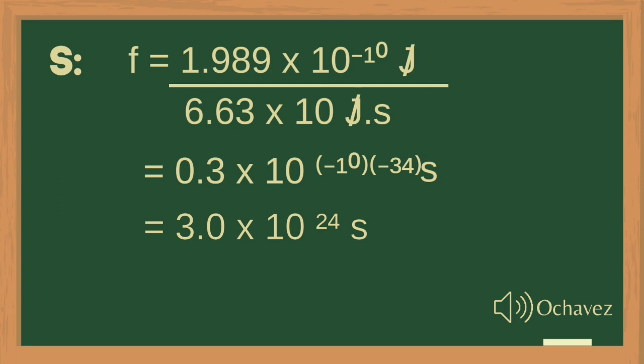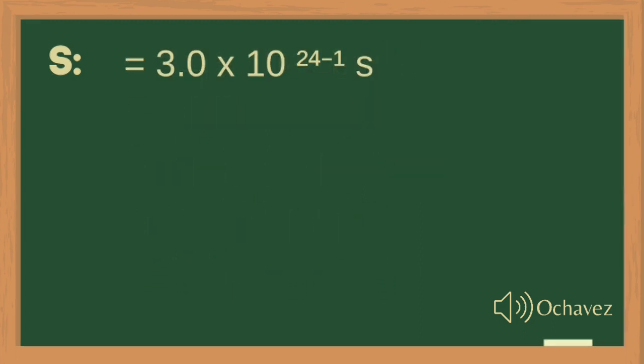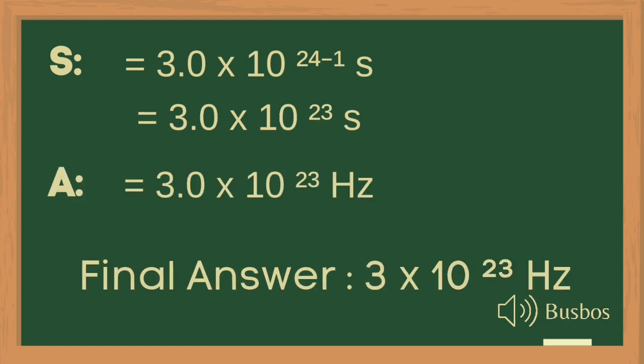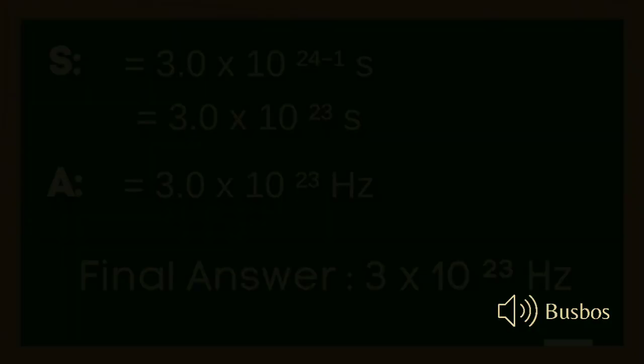0.3. Let's move the decimal point to the right. The result is 3.0 times 10 raised to 24 per second. And subtract 1 because we moved the decimal point, so 24 minus 1 is equal to 23. So our answer is 3 times 10 raised to the power of 23 Hertz. Now we have found the frequency. Let's move to the next solution.